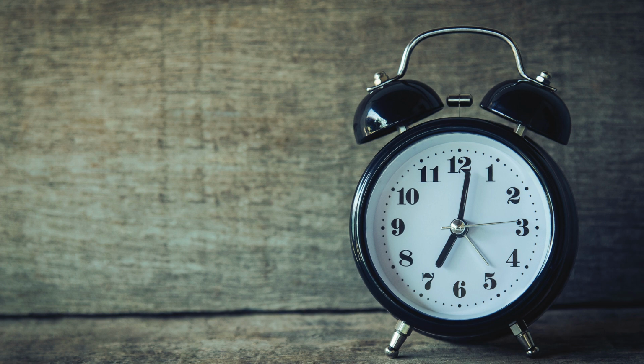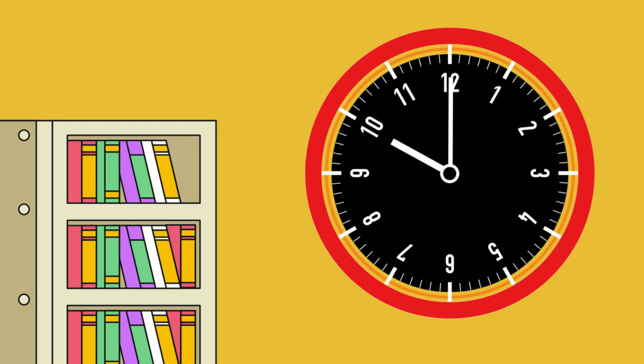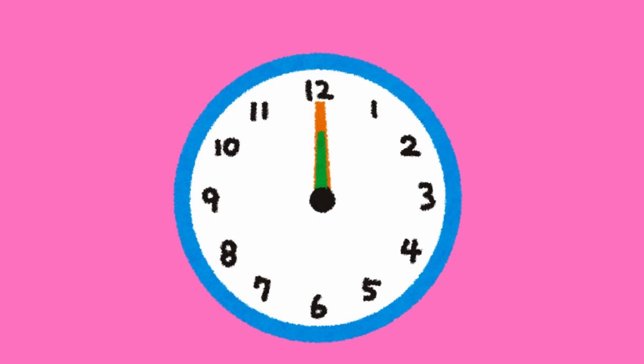When the minute hand points to 12, we say o'clock. Like 7 o'clock, 10 o'clock, 12 o'clock. Try saying it with me. The minute hand on 12 and hour hand on 6 means 6 o'clock.